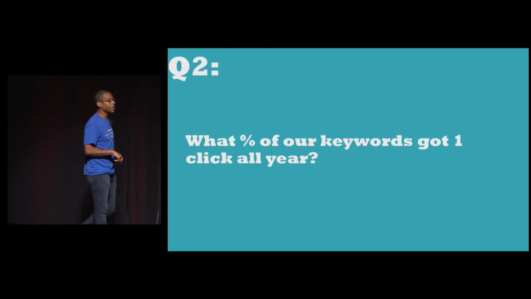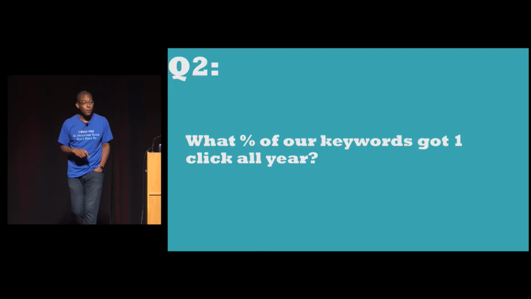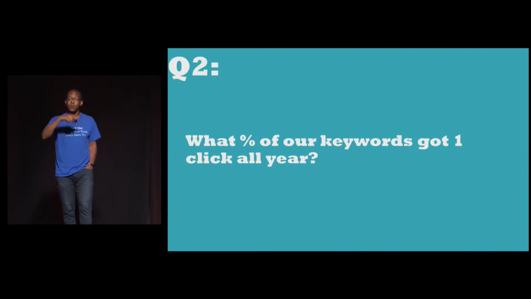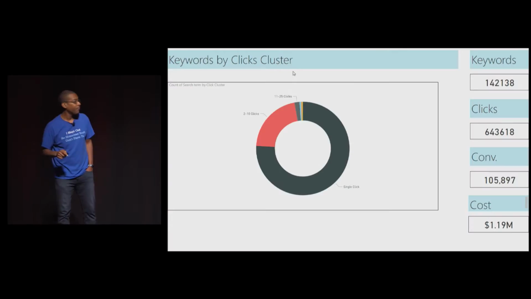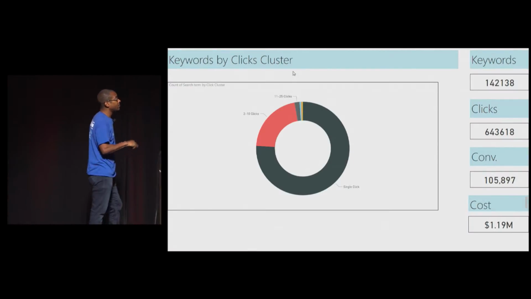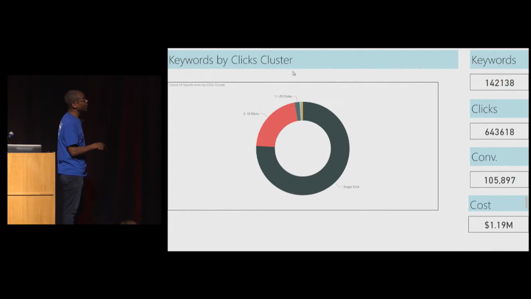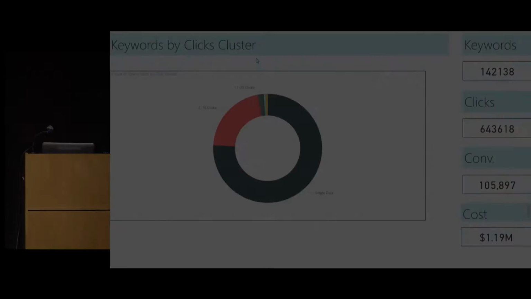What percentage of your keywords only got 1 click all year? This is actually really important to look at. Now, some of these words might be because you showed up for something and you negated some of them, but that's not the typical thing that I'm finding. Here's a client, same client. Keywords by click cluster is what I call it. You can make it up whatever you want. Look at the single click. Single click keywords.